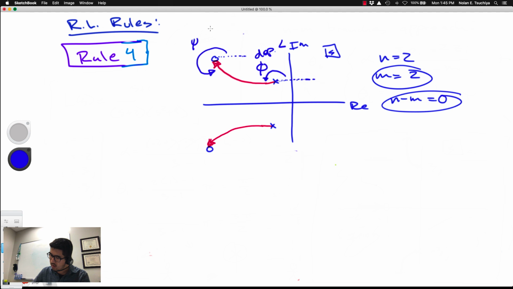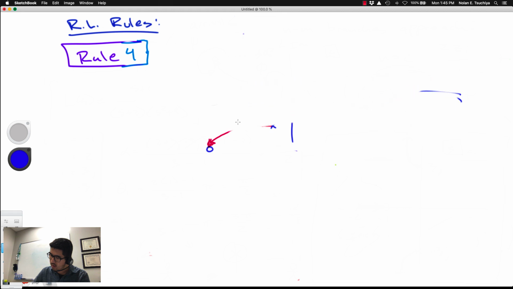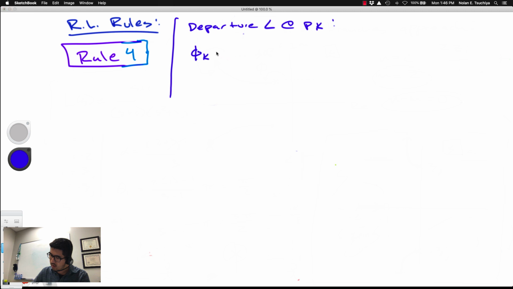All right, so let me write out Rule 4 here. Rule 4 is by far the most tedious. There's a lot of kind of math involved that can stump you, but fundamentally, Rule 4 is 2 equations. It'll tell you the departure angle from pole k. And the equation here is phi sub k is equal to a couple of summations.